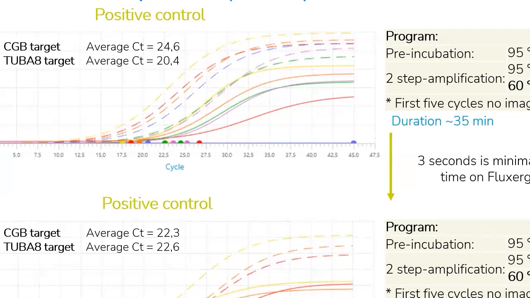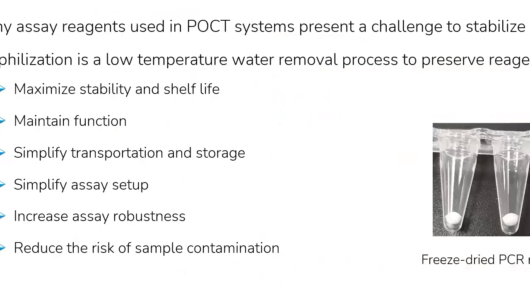These results could be further optimized by optimizing amplification temperatures and primer mix concentrations. The very fast cycling is especially beneficial for point-of-care testings to produce quick results. Many assay reagents in point-of-care testing systems present a challenge to stabilize. Lyophilization, also called freeze-drying, is often used to achieve the required stability.